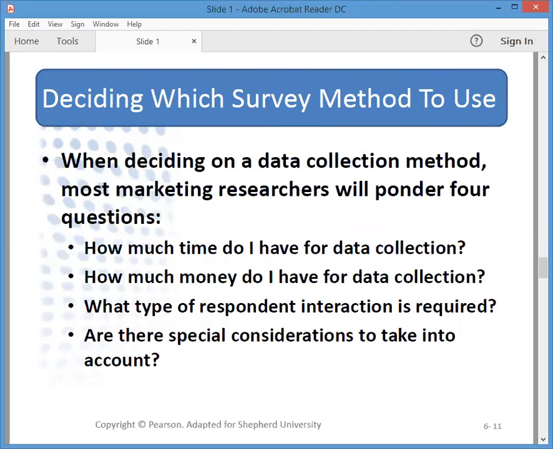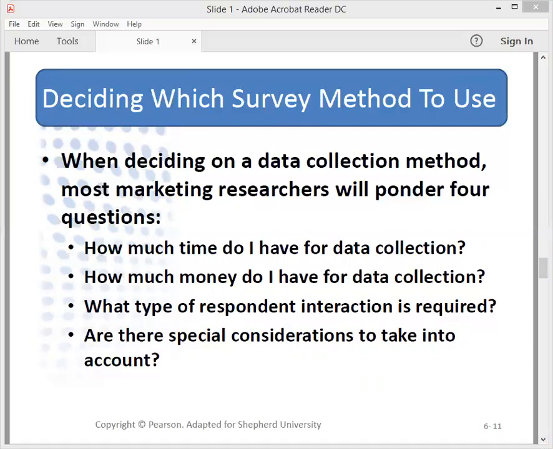So which survey method should you use? Well, some of the important questions to consider when deciding which survey method to use: how much time do you have for data collection? How much money do you have for data collection? What type of respondent interaction is required?